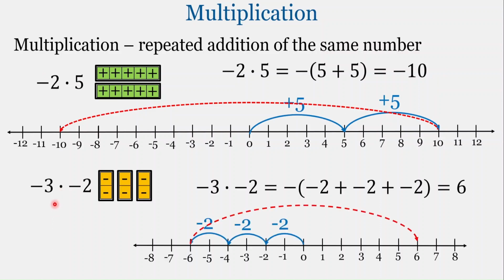Finally, we have -3 times -2. We still have those 3 groups of -2. So starting at 0, we go with -2, -4, -6. We end up with -6. And then we take the inverse of -6. The opposite of -6 is 6. So a negative times a negative ends with a positive.